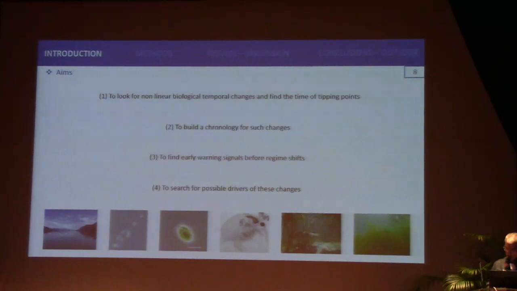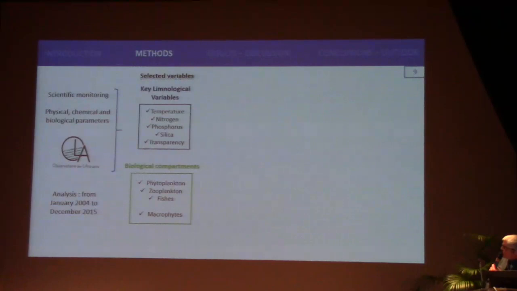So, to realize this study, we use the data that we have in our observatory of lakes. We have huge databases. And in the case of Lake Bourget, we have a complete survey from 2004 to now, and we use the data between 2004 and 2015. We selected some key physico-chemical variables: temperature, nitrogen, phosphorus, silica, and transparency. And we look at different biological compartments: phytoplankton, of course, but also zooplankton, fishes, and macrophytes.